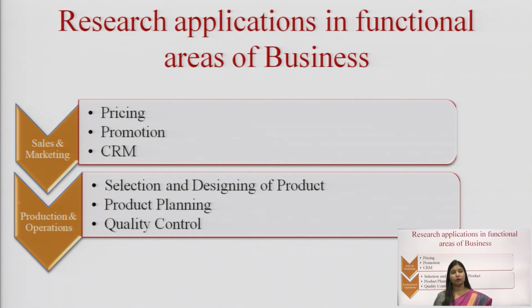What machines you are using, what raw material you are using, how much raw material you have, how much time you have to plan to make that product. And also quality control. Why is quality control important? Because if you do not give a good quality product to a customer, then they may not come again to buy your product. So it is very important to control the quality.